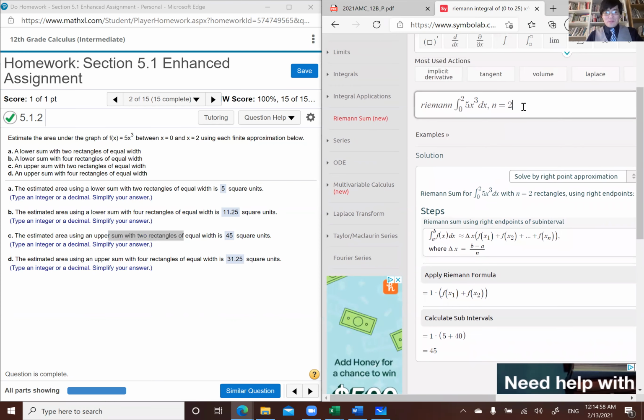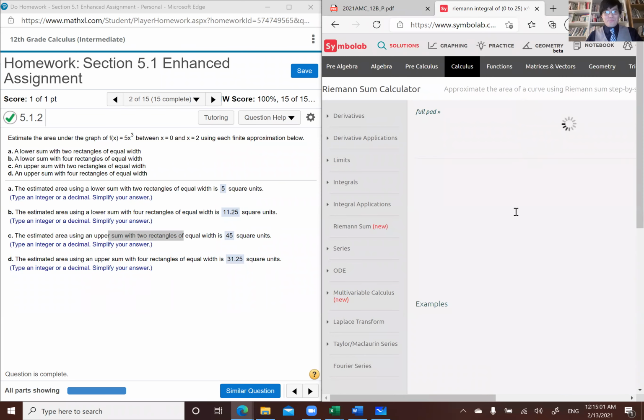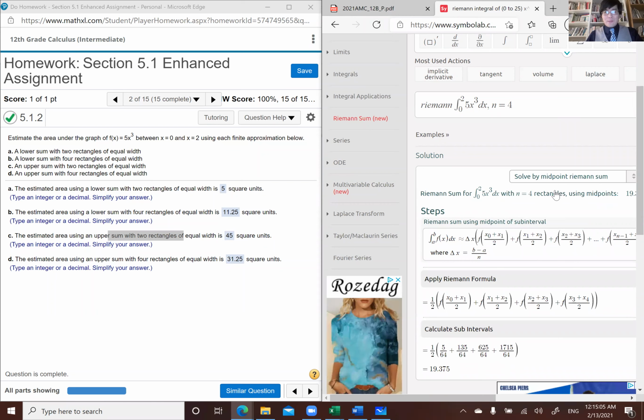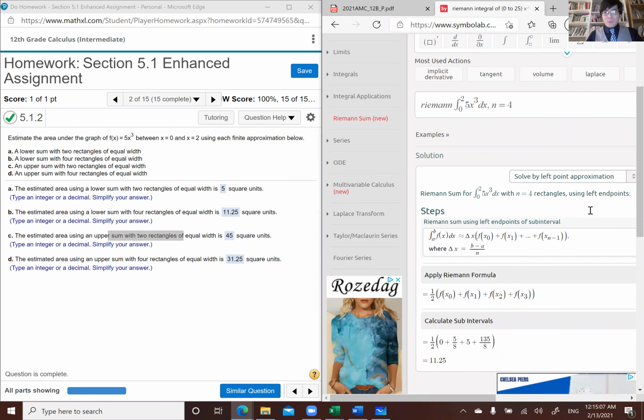Now you just pick this one to 4. And you change this part, left point for the lower sum, 11.25, and right point for the upper sum. Okay, and the computation looks like this.